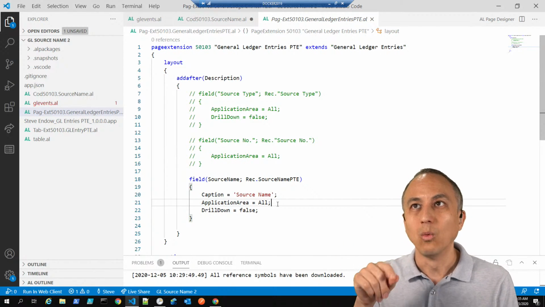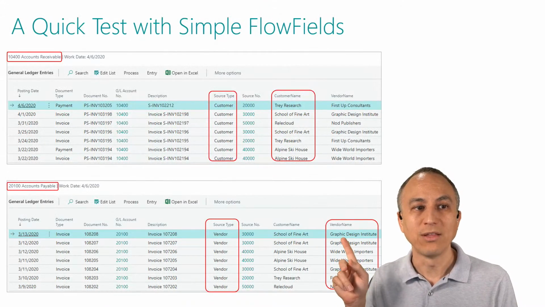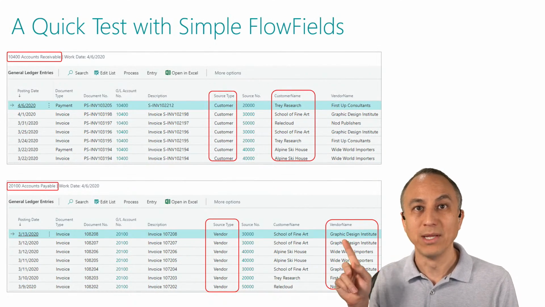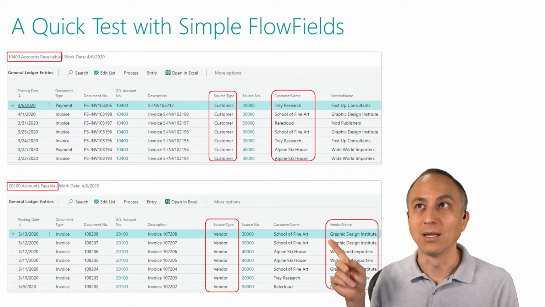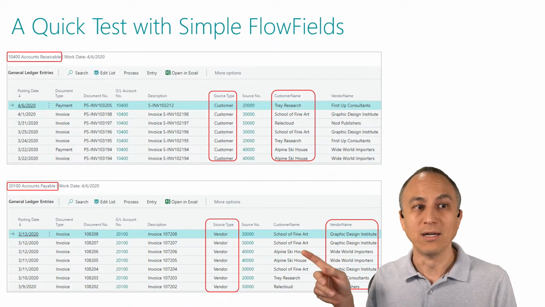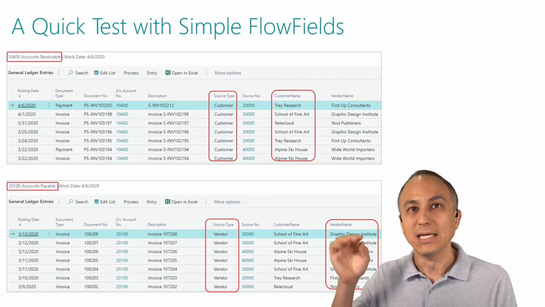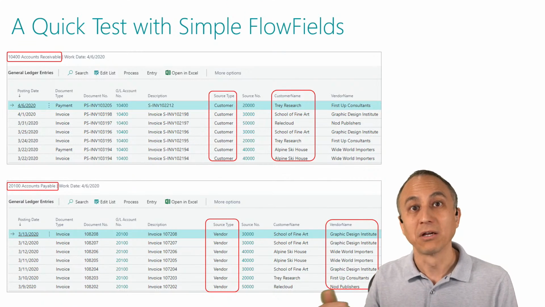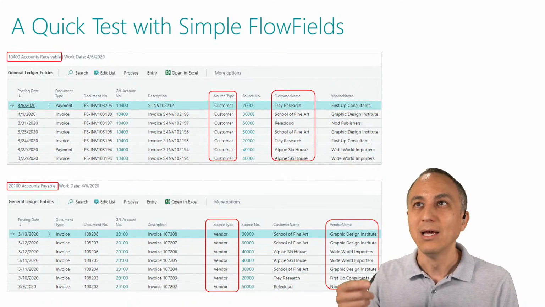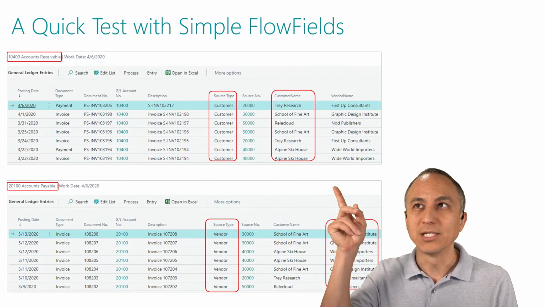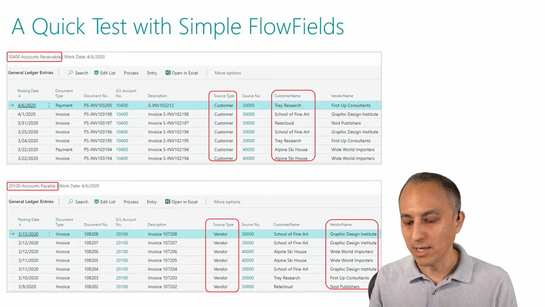Customer 20,000. I'm going to go grab the name. That is Trey Research. Next record, customer 30,000, the name, School of Fine Art. And then 50,000, Relecloud. And so one by one is kind of how the code runs. I don't know how the compiler is working behind the scenes, but in theory, for each record, it's retrieving these values via a get command from the corresponding table.